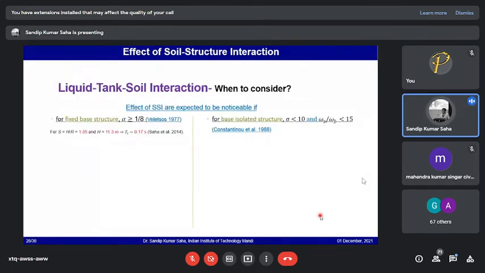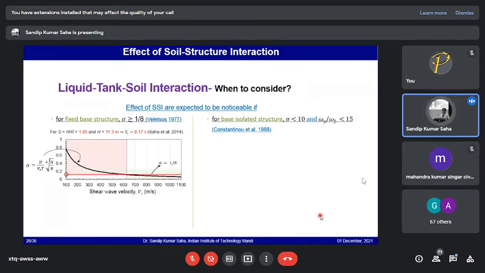So one question comes: when do we need to consider the interactions? Do we need to consider soil structure interaction all the time, especially when base isolation is to be considered? There are some early studies by Veletsos and Constantinou, who have given some direction on this. If we look at these things, for fixed base structures there is an alpha value, which depends on the soil characteristics like shear wave velocity in soil, and the tank dimensions. For a tank, H and R, or the slenderness ratios, are related to it.